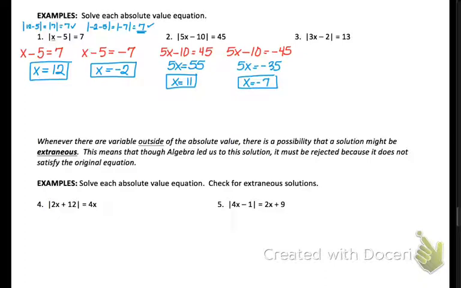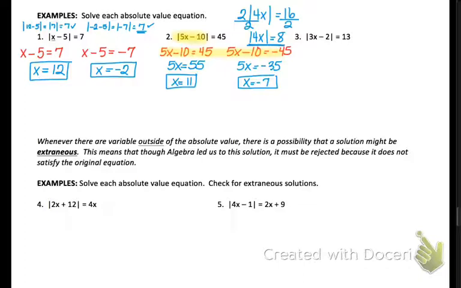Okay? Just a side note, you cannot do this step of writing it as two equations until the absolute value term is by itself. Occasionally, we might see something like 2 times the absolute value of 4x equals 16. Well, our first step before we could set up two equations would have to be to divide by 2 on both sides because the absolute value was not alone. Then from here, you could set up your two equations and solve.